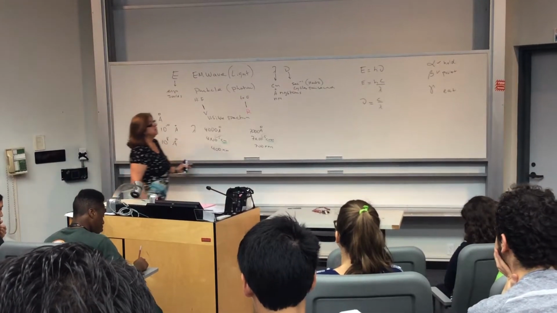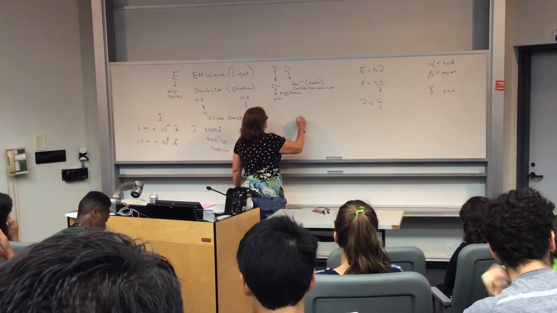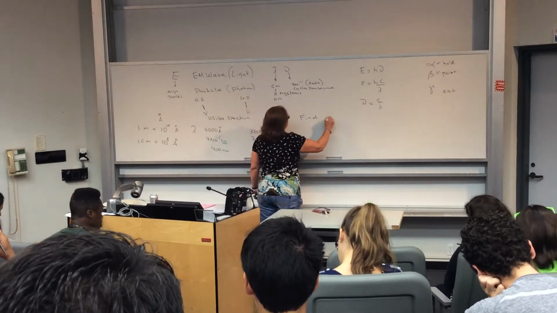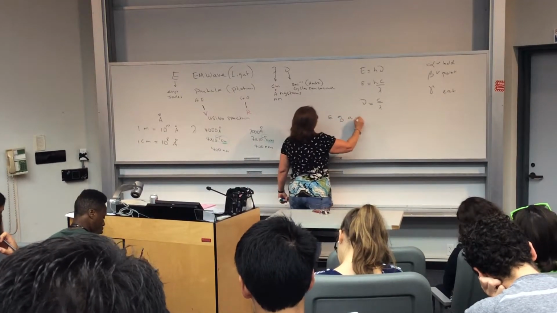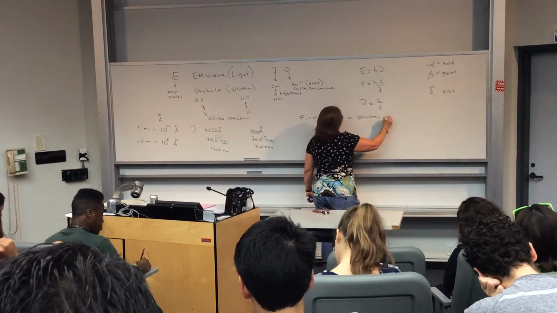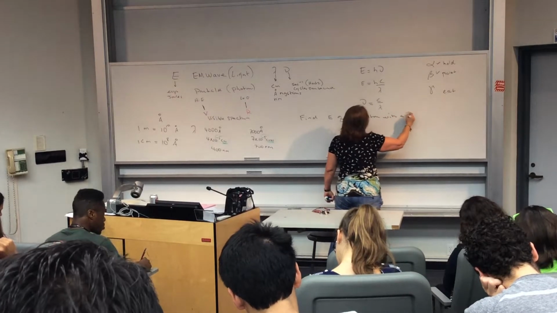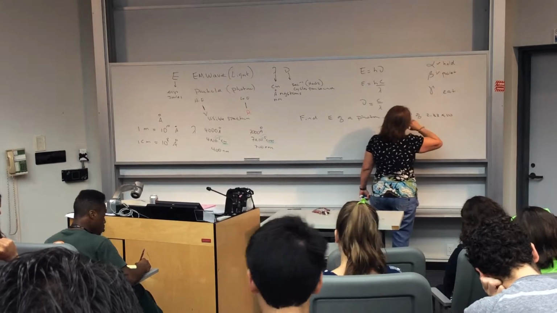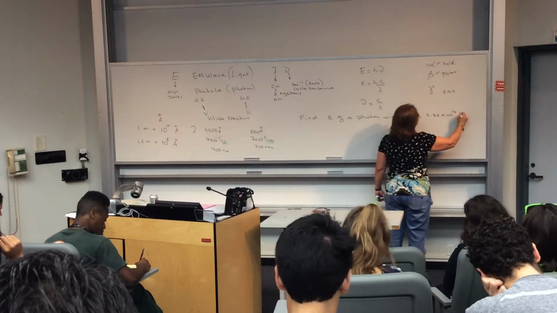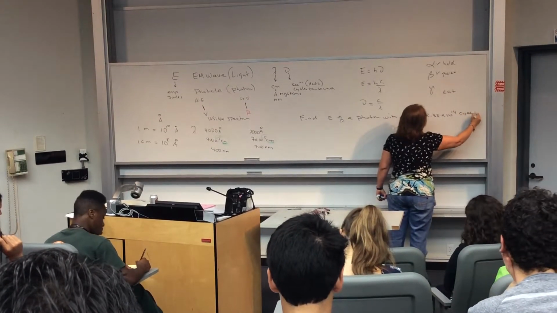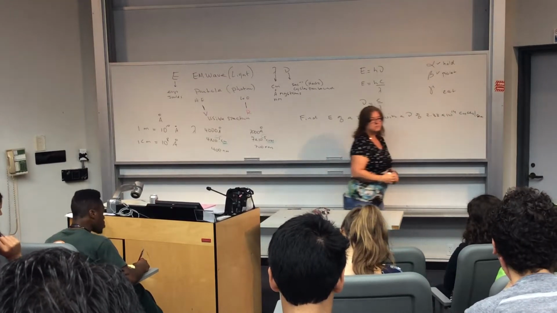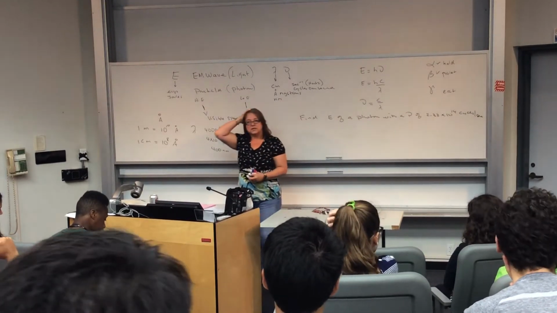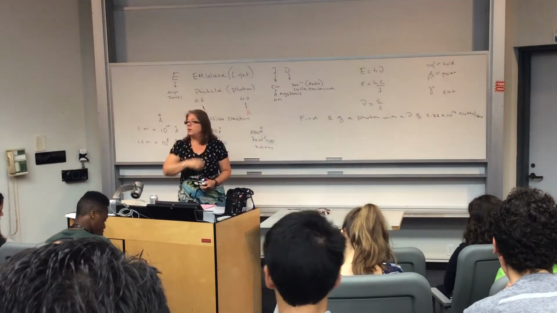Alright, so here we go. Find the energy of a photon with a frequency of 2.33 times 10 to the 14 cycles per second. What are you going to do?